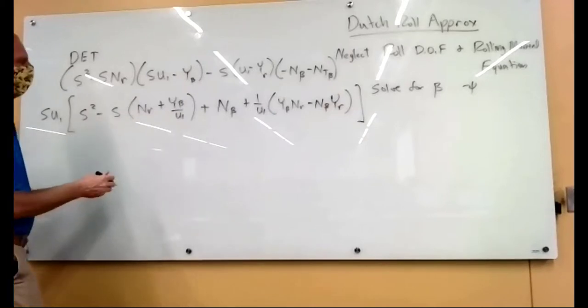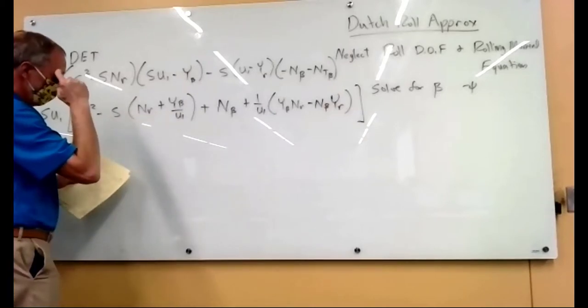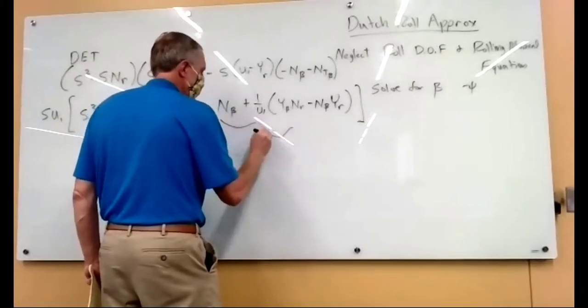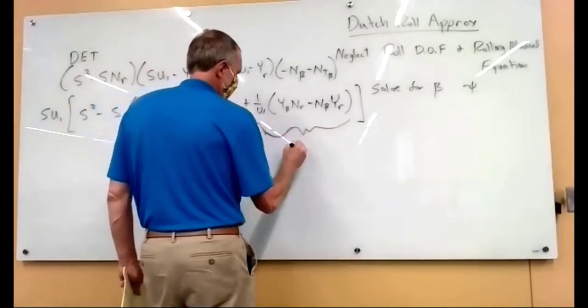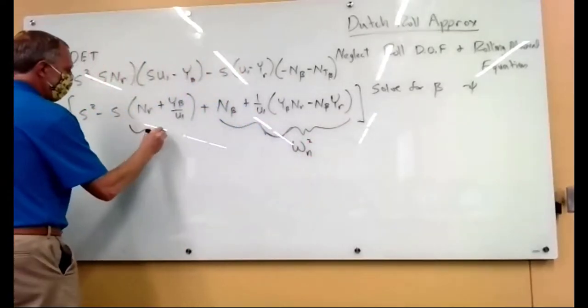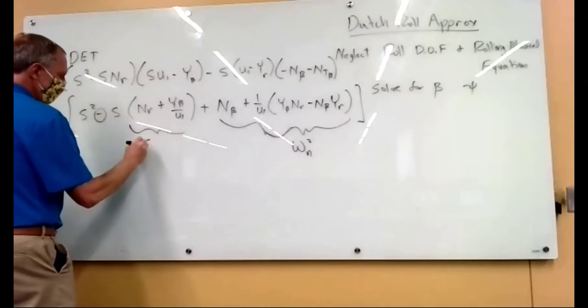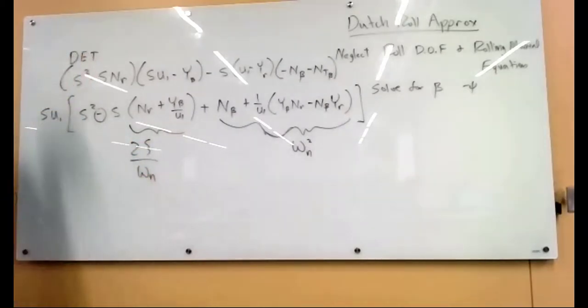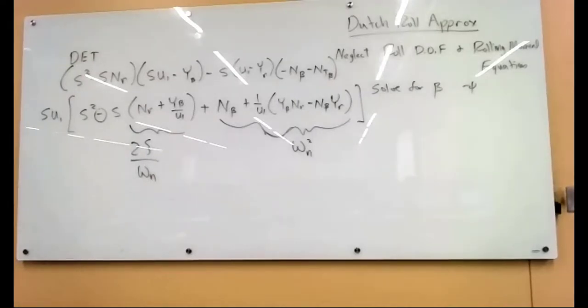And so then we look at this in standard second order form, and this thing here, the whole deal, is the natural frequency squared. And this thing, including the minus sign, is twice the damping ratio times the natural frequency. So that's how we get the mode approximations.